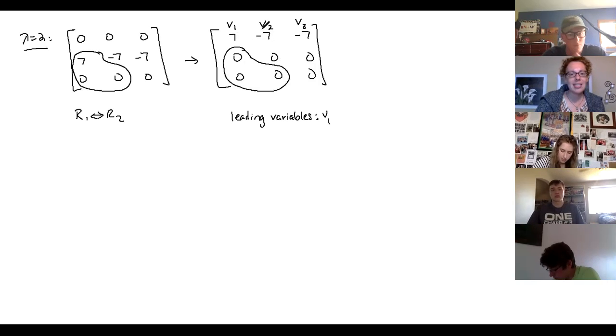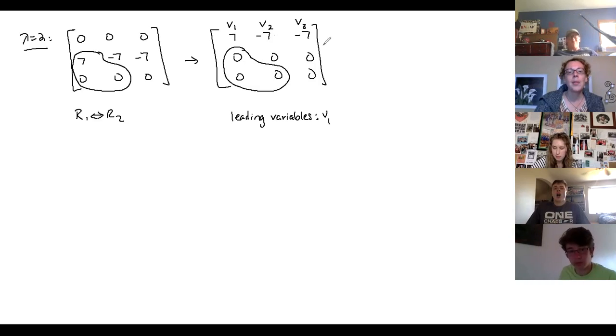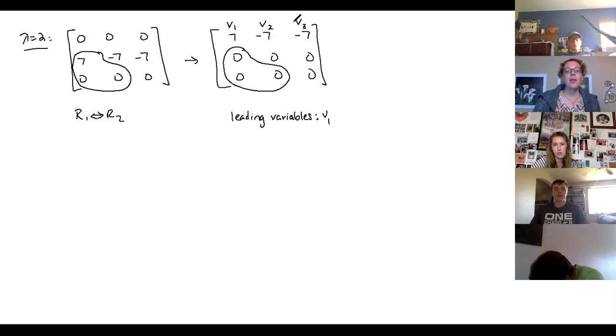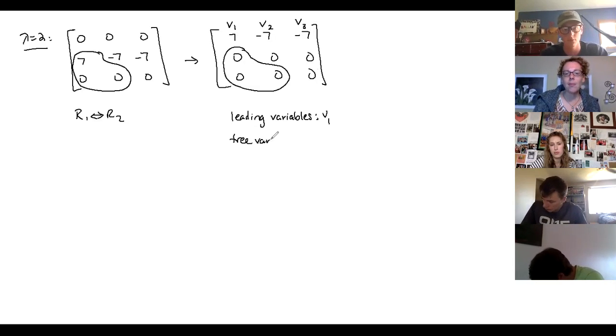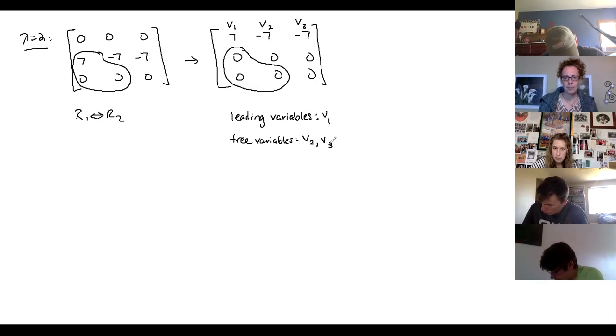V2, this isn't a leading entry because there's something to the left of it, and the rest of the leading entries are 0. So V2 is not a leading variable. Same thing with V3. This -7 is not a leading entry because there's non-zero entries to the left, and the rest of the entries are 0. So it's easier to identify leading variables first, and then my free variables are the other ones. So my free variables are V2 and V3.